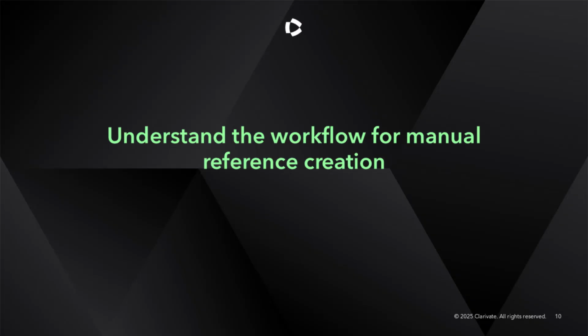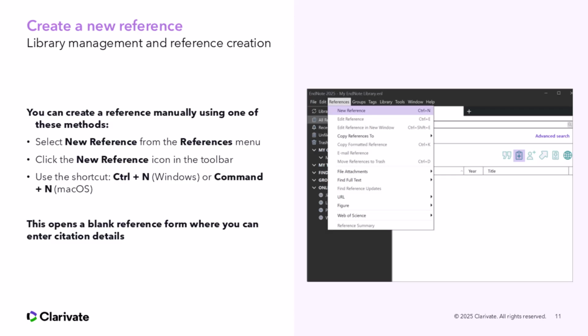Now let's look at how to add a reference manually. This is useful when you need to input something that's not available through a database search, or when you want to clean up or complete a partially imported record. To begin, you can select New Reference from the References menu. You can also click the New Reference icon on the toolbar, or use the keyboard shortcut Control+N on Windows or Command+N on a Mac. This opens a blank reference window.